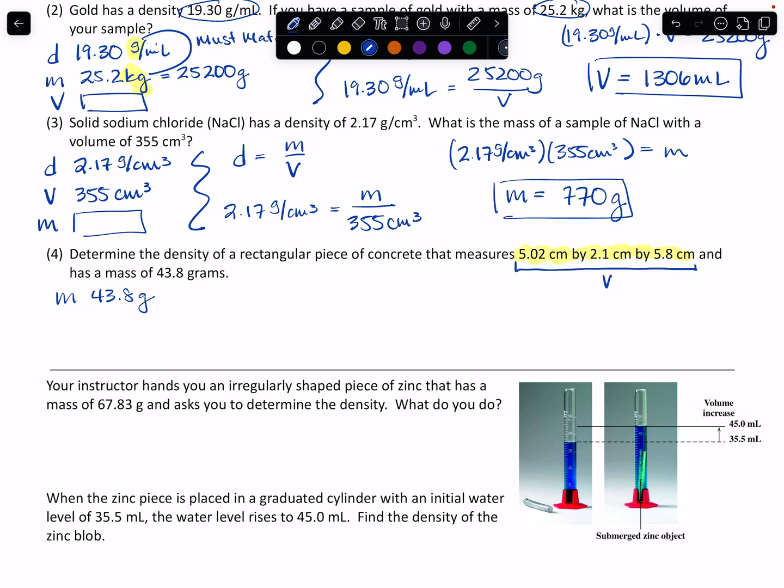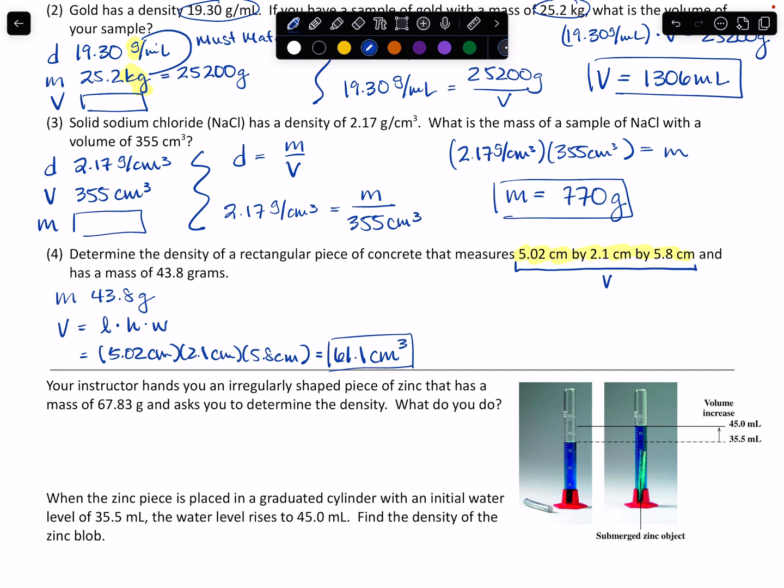So remember, the volume of a regularly shaped, rectangular object is going to be length times height times width. So we're going to multiply these together. In this case, that's 5.02 centimeters times 2.1 centimeters times 5.8 centimeters, which is going to equal 61.1. Now those centimeters get multiplied together too, so it's a centimeter times a centimeter times a centimeter, or centimeters cubed. So this is going to be our volume value.